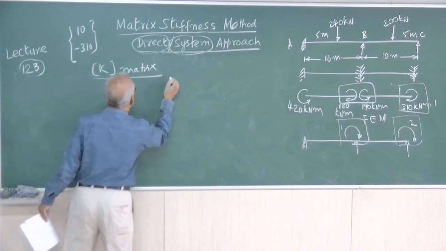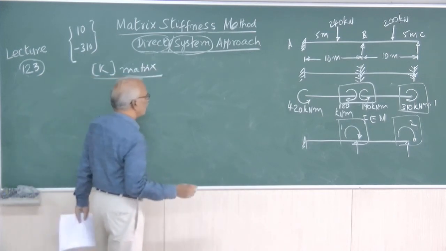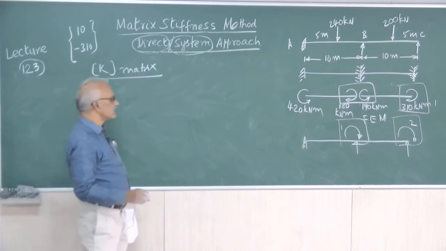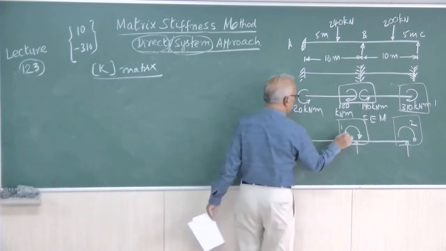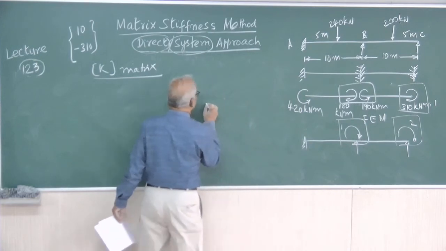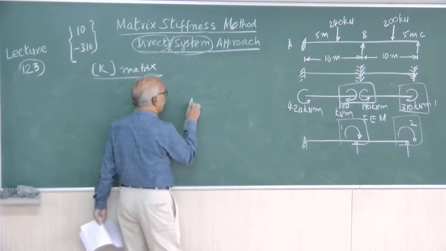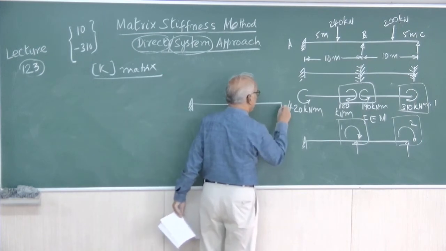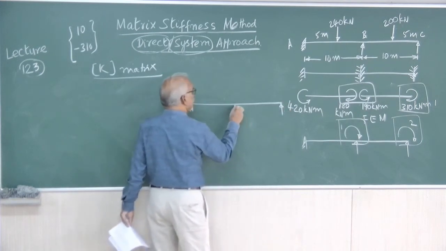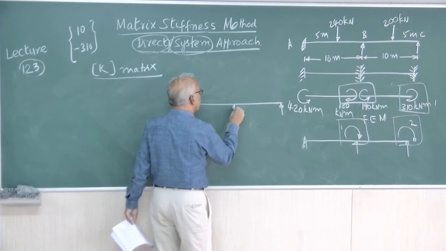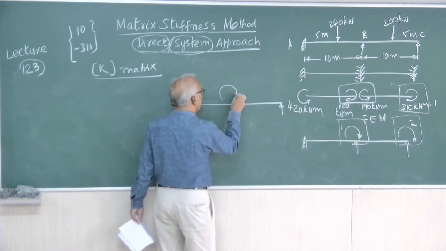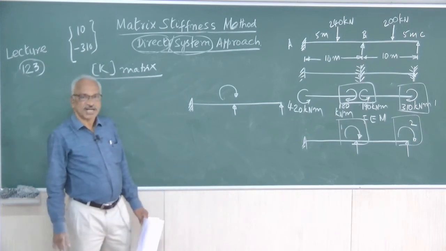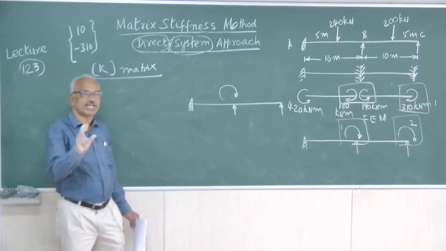K matrix. Applying displacement along system coordinate 1. Namely, this is the beam. This is system coordinate 1. Because displacements are unknowns, for getting the K matrix, you have to apply unit displacement.